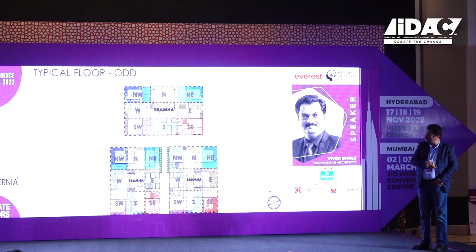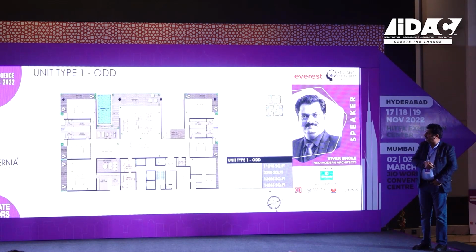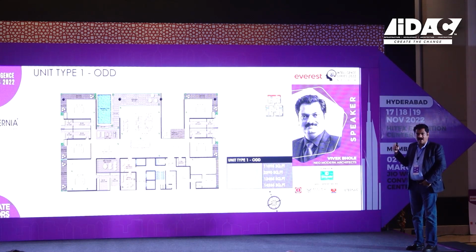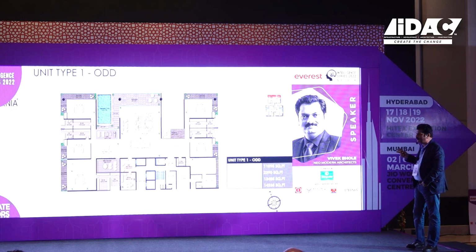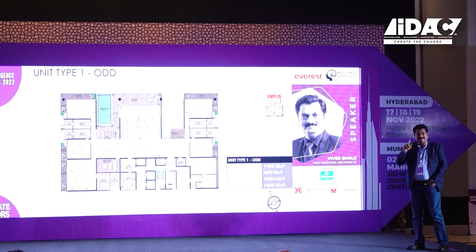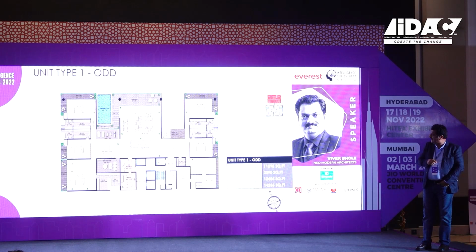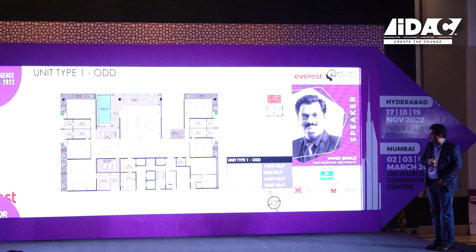I got 3 flats on each typical floor. I got one flat of 14,500 square feet and 2 flats of 12,500 square feet. So a single building of 30 lakh square feet, and then lavish flats.